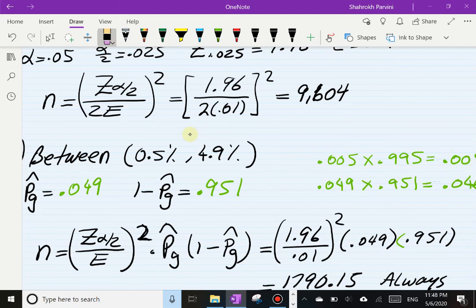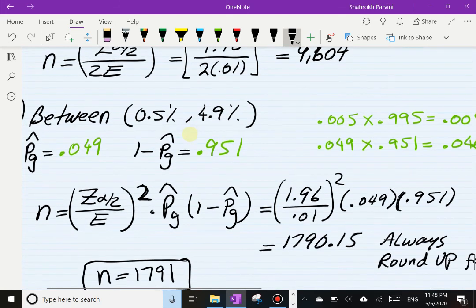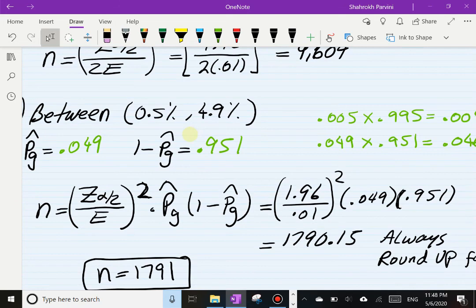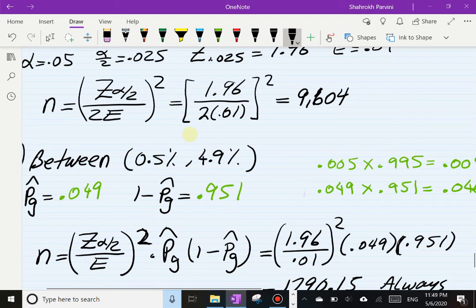And that is what I have here for the rest of the computations. So I still have 1.96 divided by 0.01, squared, times that product. And this time, notice, by the way, the number to the right of the decimal is 0.15. So she needs a sample size of 1,791.